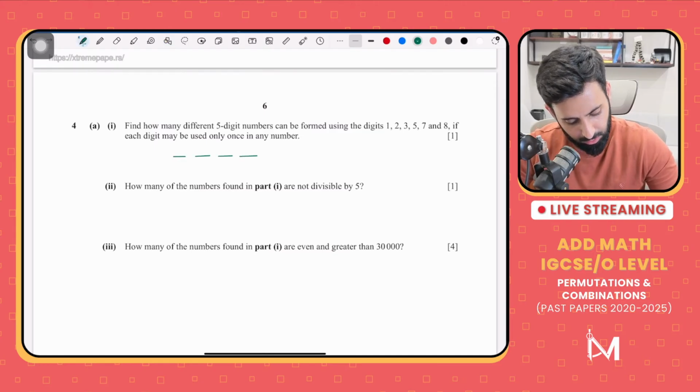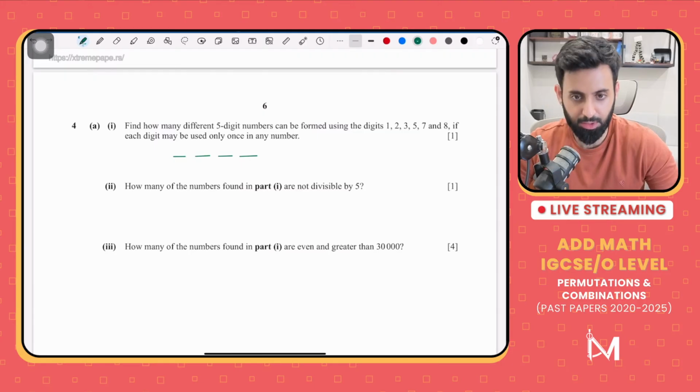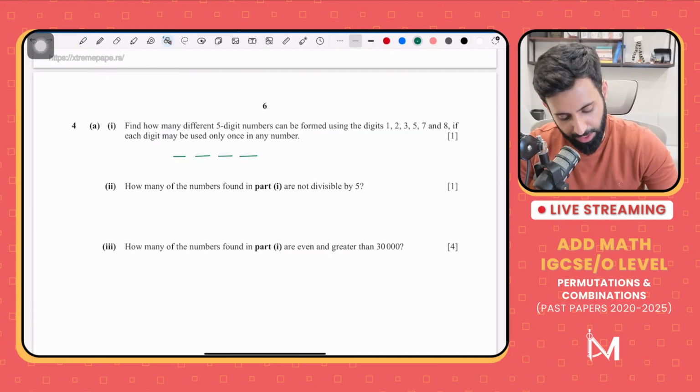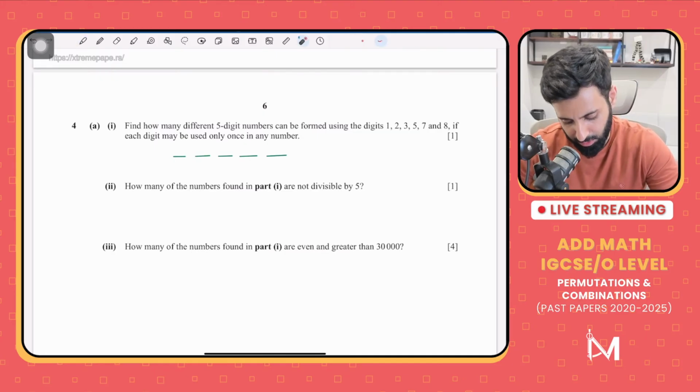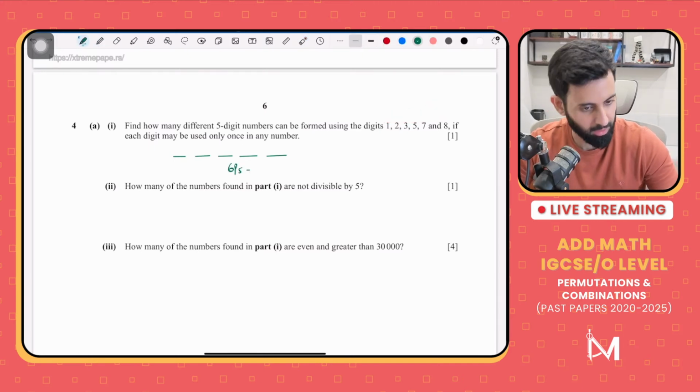So we have 6 options and we have to make, okay, no, we have to make a 5-digit number. Sorry, I thought we had to make a 4-digit number. We have to make a 5-digit number now. Now 1, 2, 3, 4, 5, 6. Okay, so that means the answer would simply be 6P5. That's it. What's that equal to?